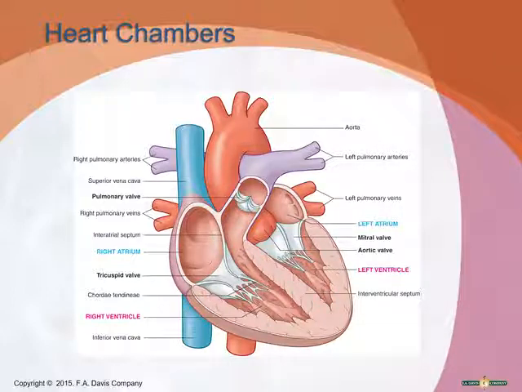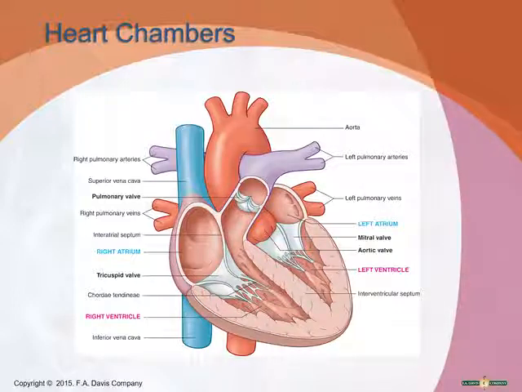And then the aorta, the largest blood vessel in the body, right here, carries the blood out to the rest of the body. When we do the vascular system, you're going to learn there's a lot of branches off of the aorta that get blood out to every part of your body.